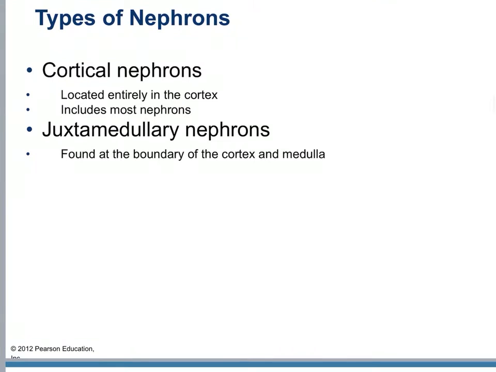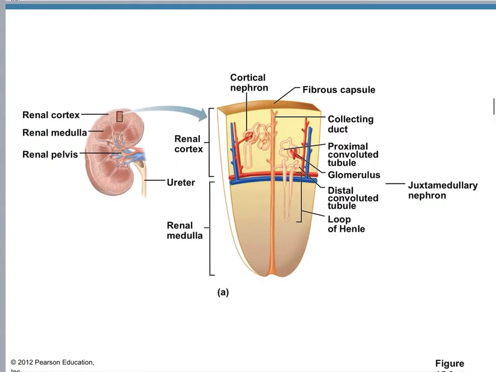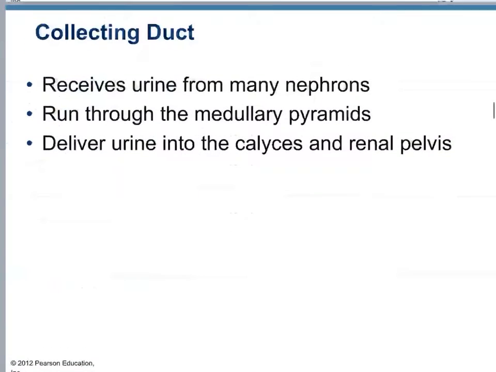So, if that loop of Henle stays within the cortex, you get these cortical nephrons. The entire thing is entirely contained within the cortex. But if your loop of Henle drops all the way down into the medulla, past this red and blue line, that is a juxtamedullary nephron. You have a few of those, but most of your nephrons are these small cortical types.